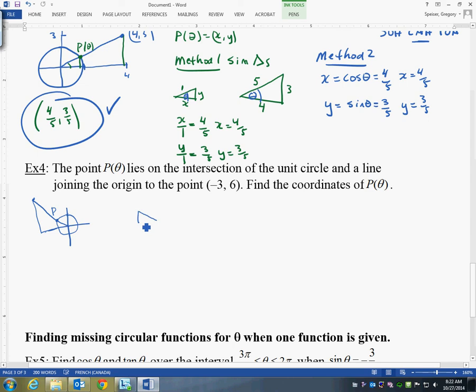So here is our x side, this is our y side, and this is our 1 that we want to find out. And then we have our 3 and then 6 like this.